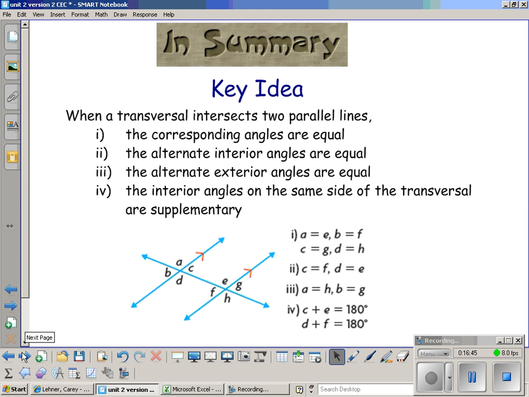So key ideas. When a transversal intersects two parallel lines, these things occur. The corresponding angles are equal, the alternate interior angles are equal, the alternate exterior angles are equal, and the same side interior angles are supplementary. The other thing we also looked at was vertically opposite angles are equal. It doesn't matter if they're parallel lines or not.